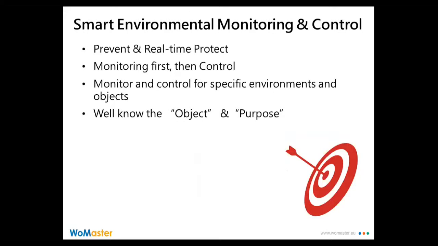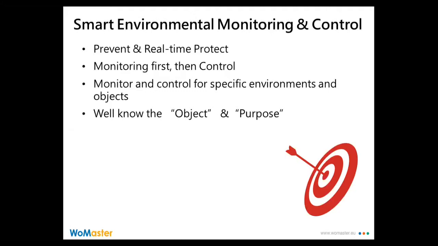Environmental monitoring and control is to achieve prevention and real-time protection. So the first thing to do is monitor, then you can do control. The definition of environmental monitoring and control is monitoring and controlling a particular environment and a specific object. The objects can be divided into people and equipment. To put it simply, to do a good job of monitoring and control, we must understand the object and the purpose.